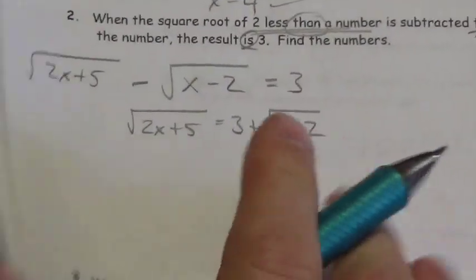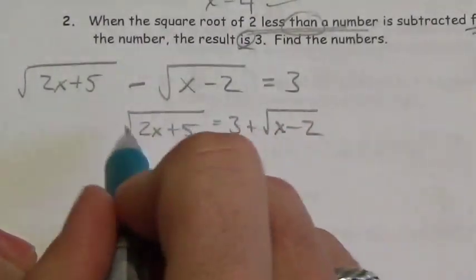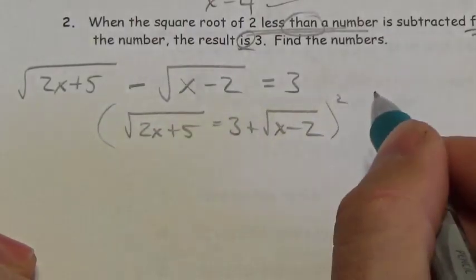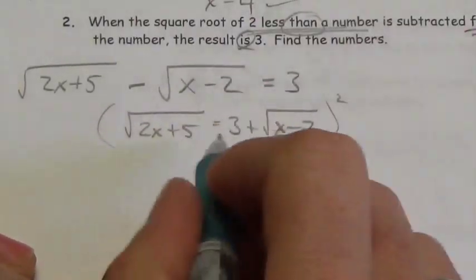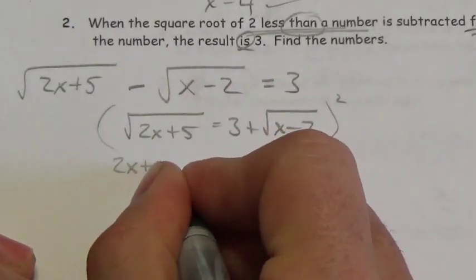Now what I'm going to do here is to solve this equation here, I'm going to get rid of a square root. I'm going to get rid of this one right here. Because it's isolated on the one side of the equation, if I square the equation, it's going to get rid of the radical on this side. So this is going to end up being 2x plus 5.